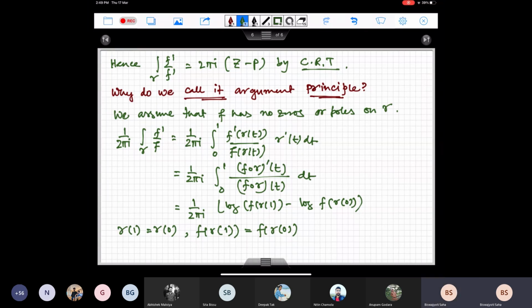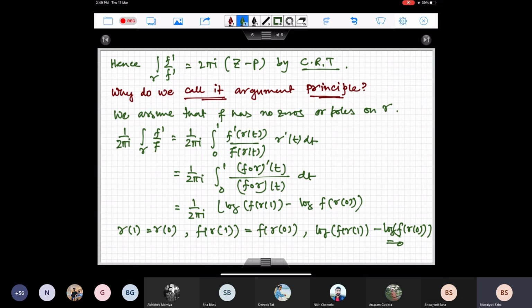So I might be very tempted to say that, therefore, log of f of gamma 1 minus log of f of gamma 0, this whole thing should be equal to 0. I'll be very tempted to, but that might not be the case. Because you see, we have seen that it completely depends on what I have as my argument at f of gamma at 0 or f of gamma at 1. Of course, these are the same points.